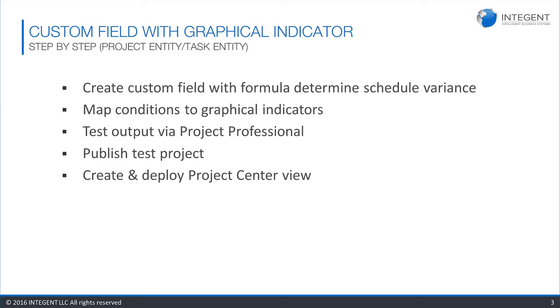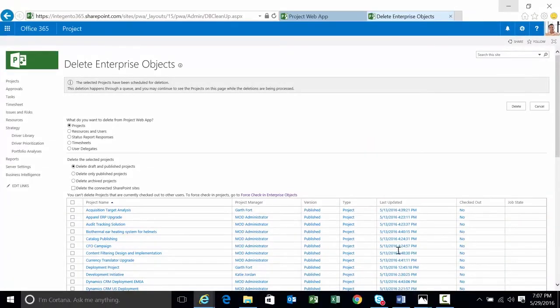Then we're going to open up Project Professional and test that the formula is working correctly. Once we determine that it's working correctly, we'll publish that project. Subsequently, we'll add that field to a Project Center view to confirm that the graphical indicator is also working correctly out in Project Web App. All right, let's go ahead and get started.